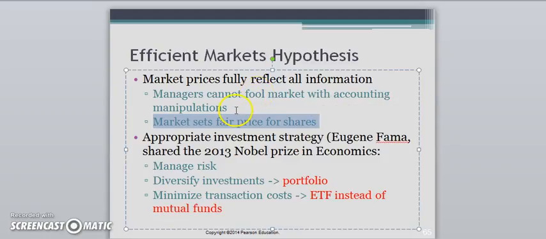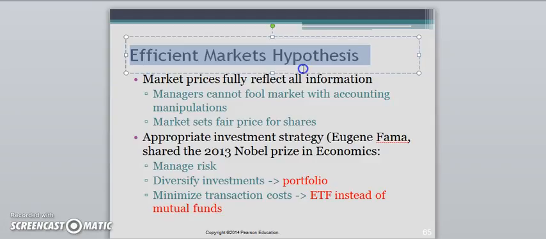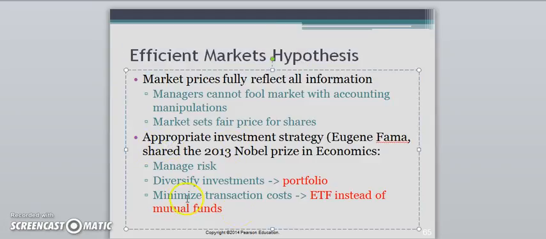Everyone's got the same information at the same time, so you really can't beat the market. This gentleman, Eugene Fama, University of Chicago, shared the Nobel Prize in 2013 for economics because he championed the efficient markets hypothesis. You'll find it is the backbone of a lot of investing texts. Basically, risk is something you can manage.